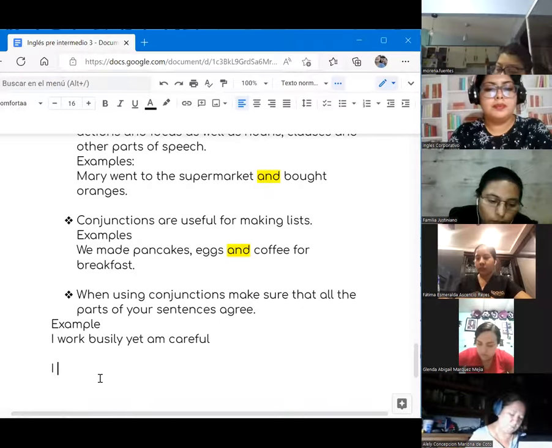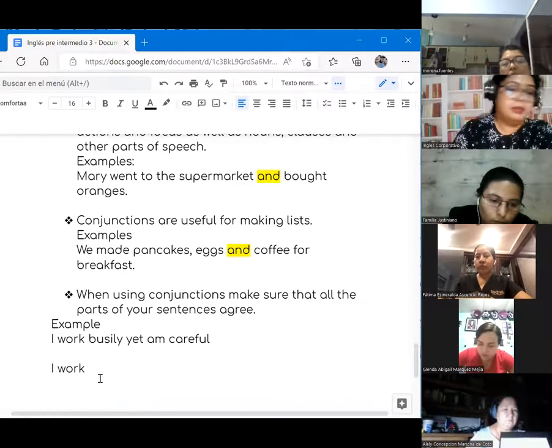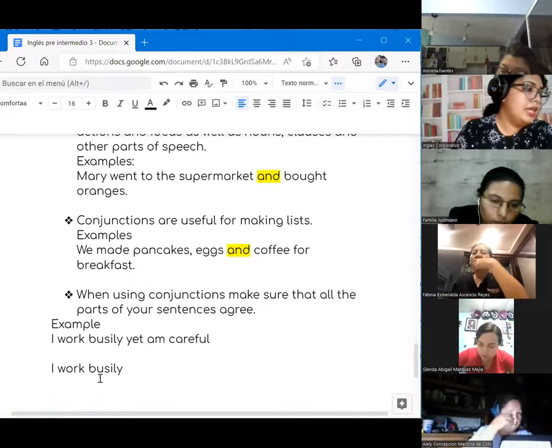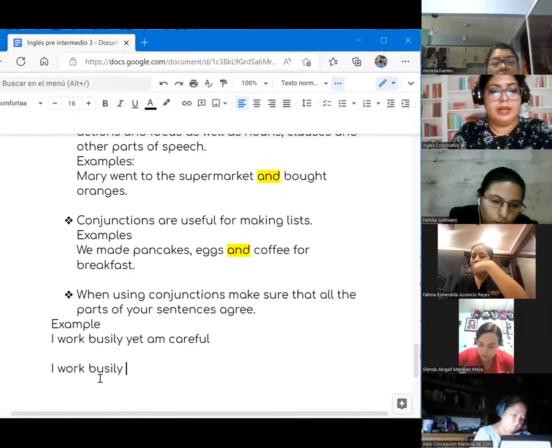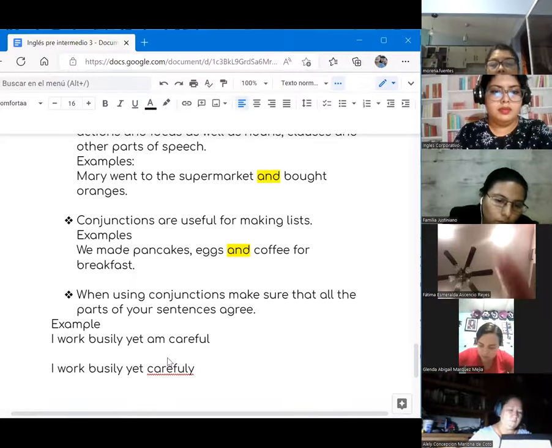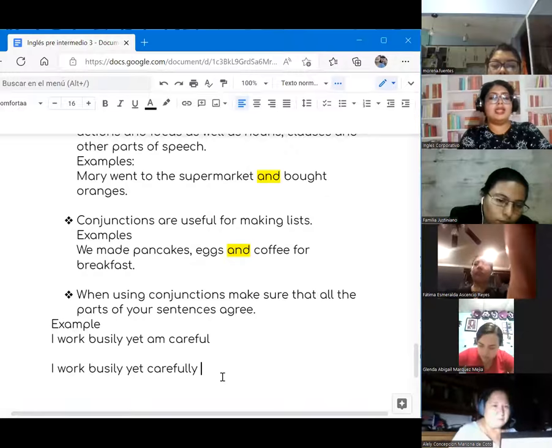I work busily, yet carefully. And in this case, it's because we are using the adverbs.